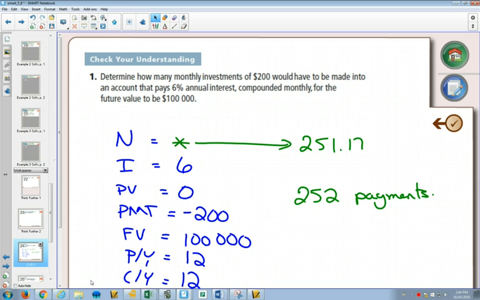Okay, so the ones we can do for this are number 3 and 6.